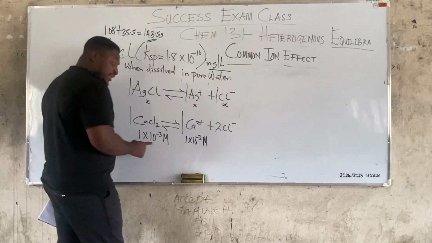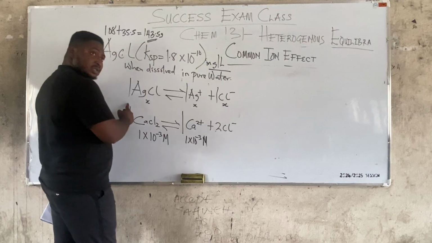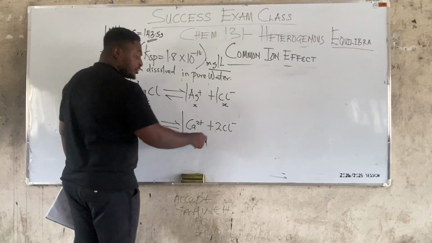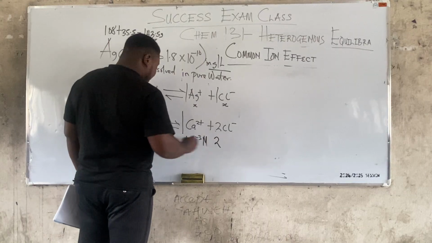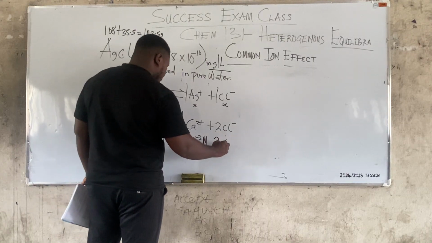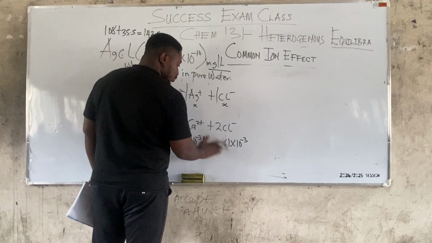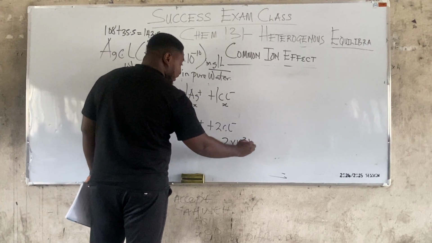Why do they have the same concentration? Because of the same stoichiometry. What will this concentration now be? It will be 2 times this, right? 2 times 1 times 10 raised to minus 2 times 1 is what? 2. So this is 2 times 10 raised to minus 3 M.